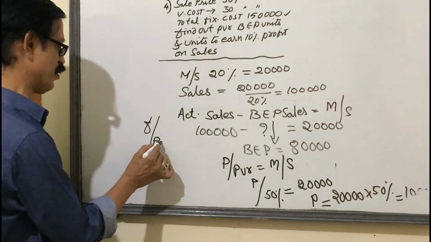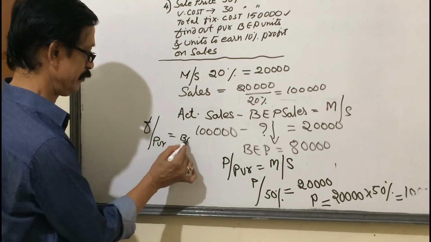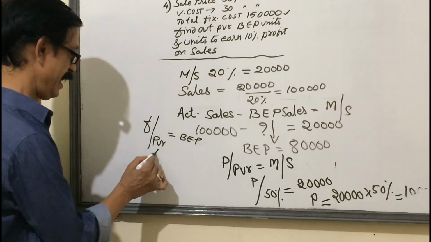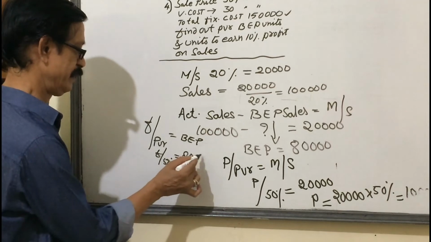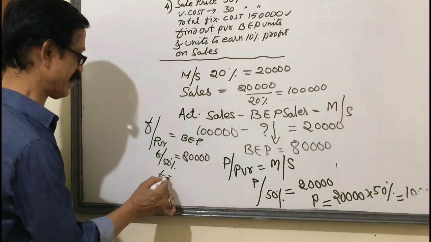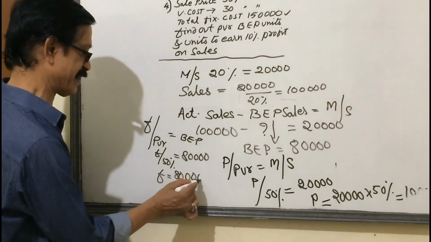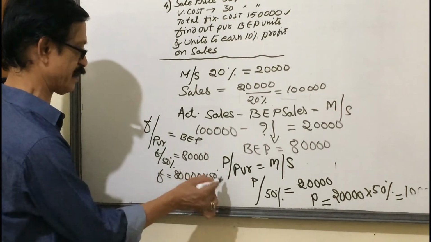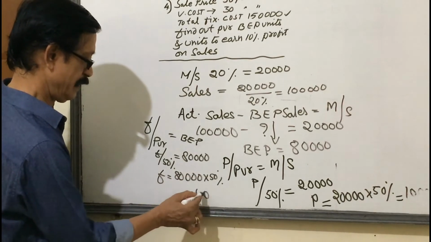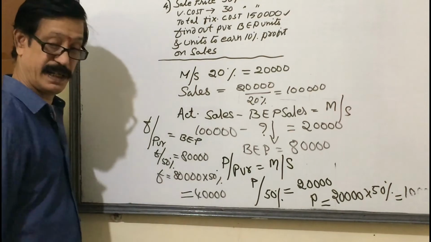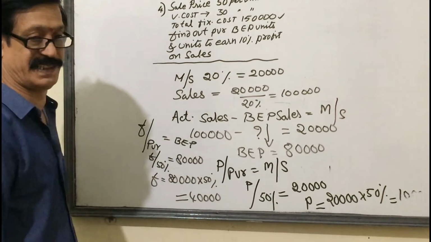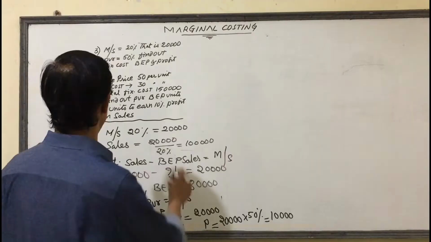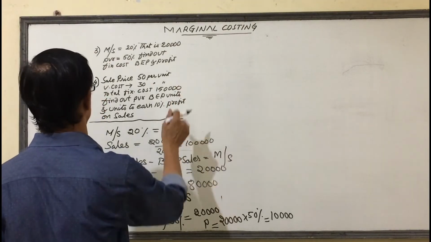F by PVR is equal to BEP. F by 50% is equal to 80,000. Therefore, fixed cost is equal to 80,000 into 50%, that is equal to 40,000. Understand or not? After getting BEP, you can find out the fixed cost easily. Okay? Last problem. All of you look at the board.